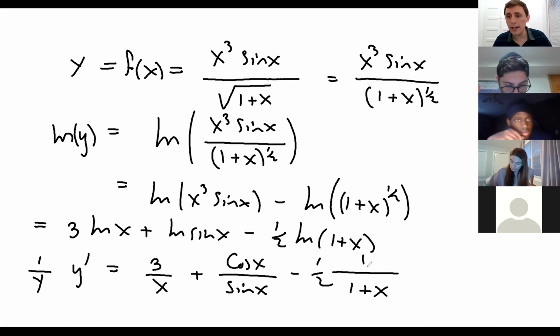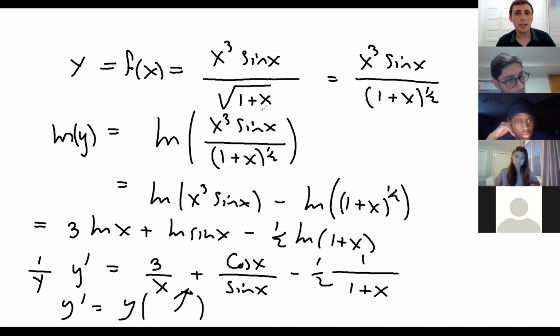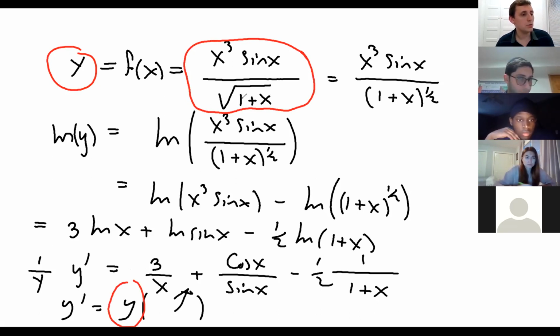This is the derivative. So all I have to do to finish the problem is multiply everything by y, by this function. You see, guys? So my answer is to multiply this by y. So y prime is y times this thing, where y is this formula. So here is my y. I take x cubed sine of x over the root of 1 plus x, and I multiply by 3 over x plus cosine over sine minus 1/2 times 1 over 1 plus x. And I will have my formula. You understand?